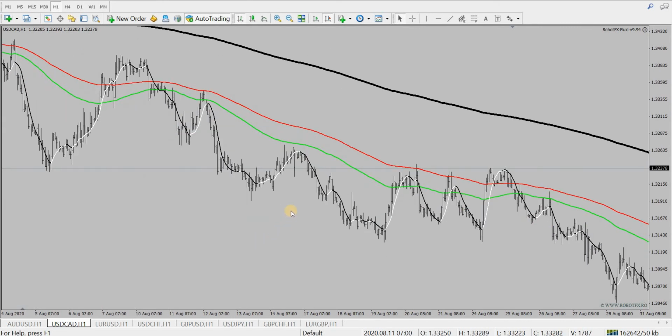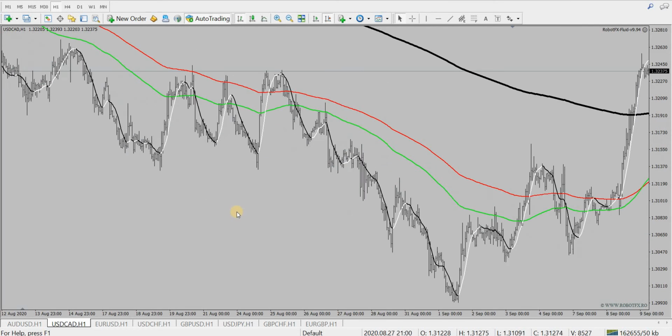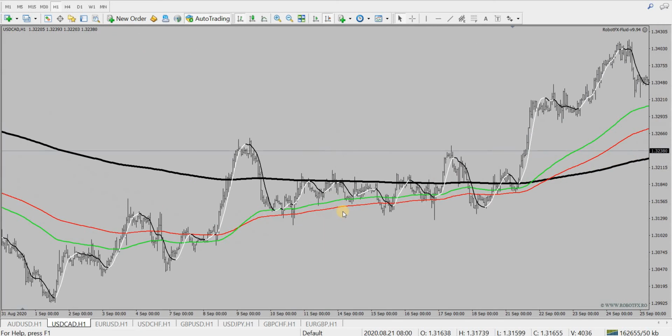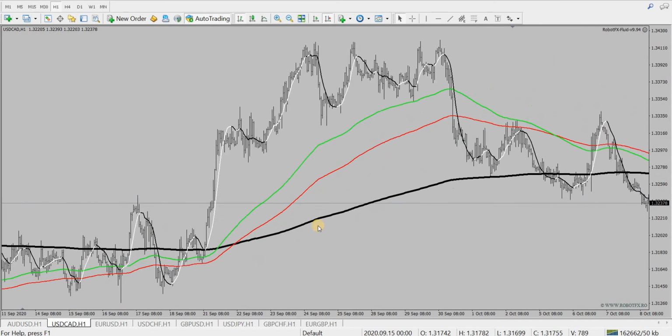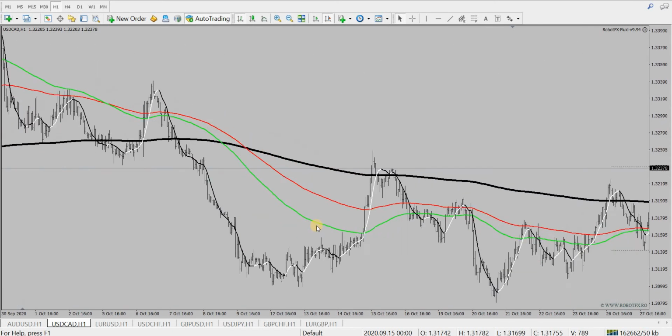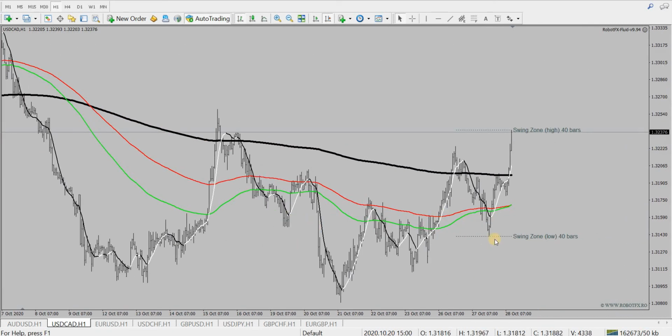Once we found the setting for the slow moving average, it's still a little zigzag here, a little too many trades. All right, and there it is. You can see the swing zone bars.